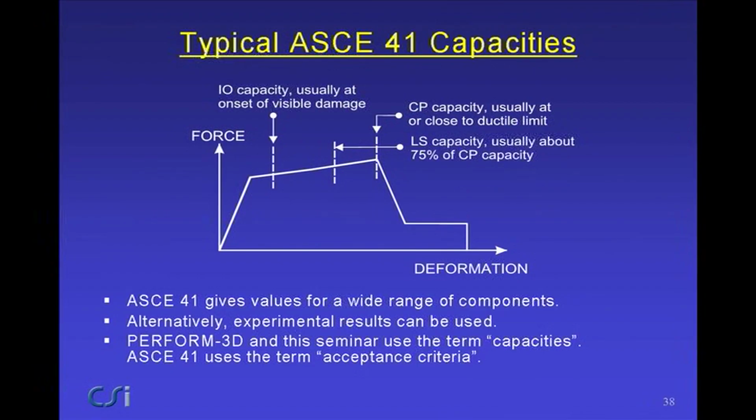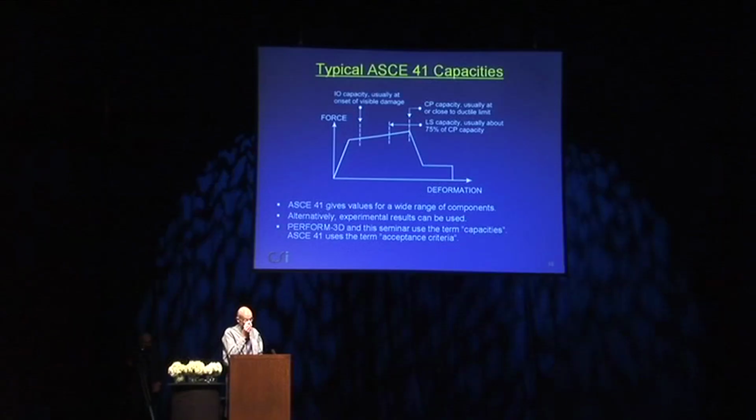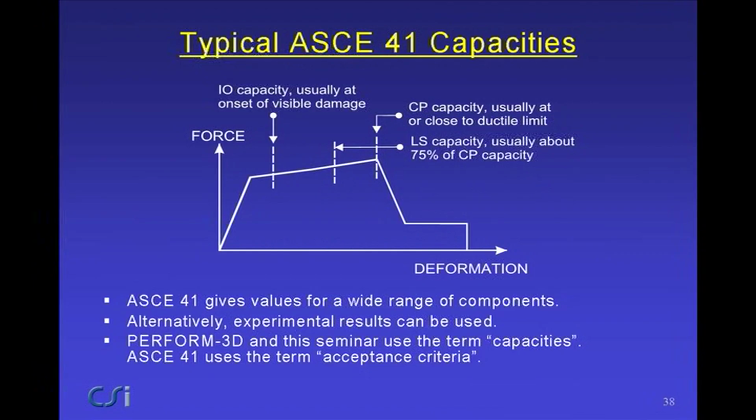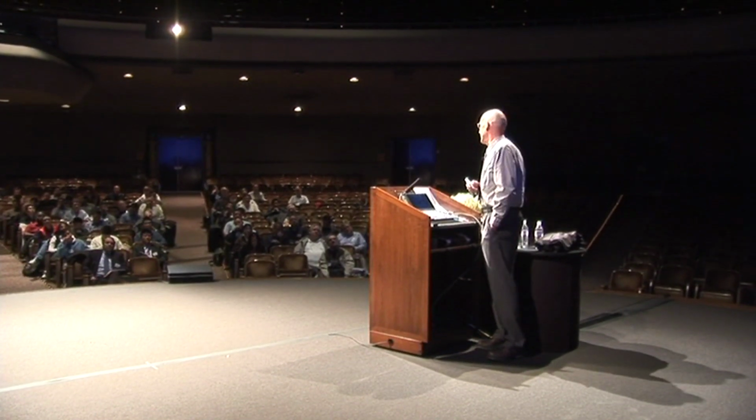ASCE gives capacities, deformation capacities, for quite a wide range of components. Alternatively, it allows you to use experimental results. In fact, for dynamic analysis, it really specifies you should use experimental results. And the IO capacity is generally the onset of visible damage. At the other extreme, the collapse prevention capacity is usually at or close to the ductile limit.